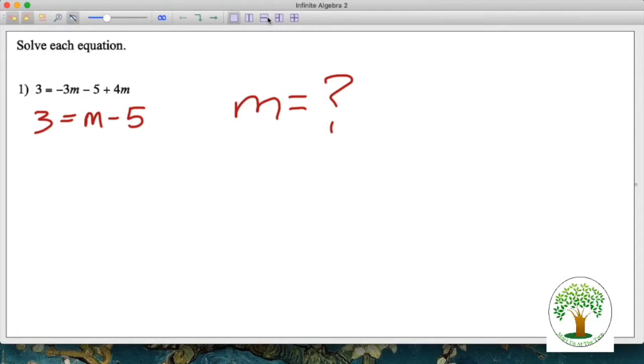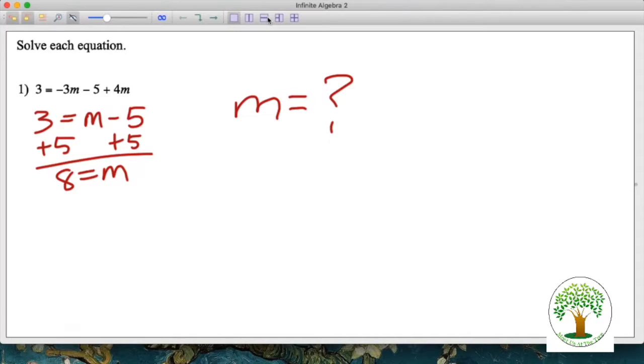So that means I need to get all the numbers on one side and the letters on the other. So what am I going to move? The negative 5. I could move the 3 and it would be a long process, but it would be silly. We're going to move the 5 over, and how are we going to do that? We're going to add 5. Yes, because it's a negative. Very good.